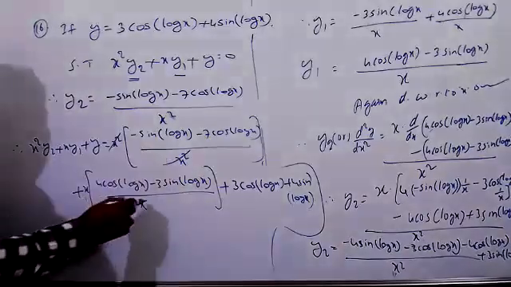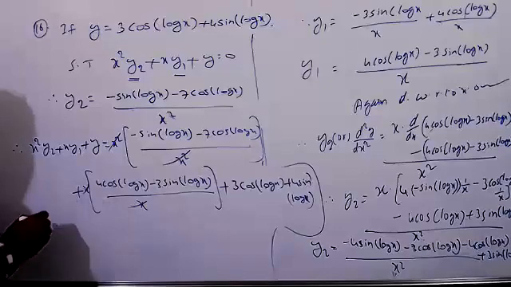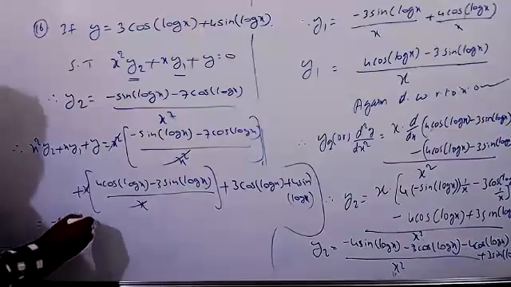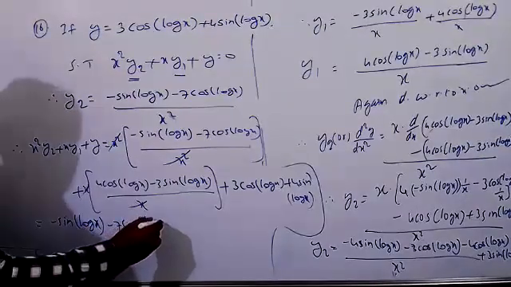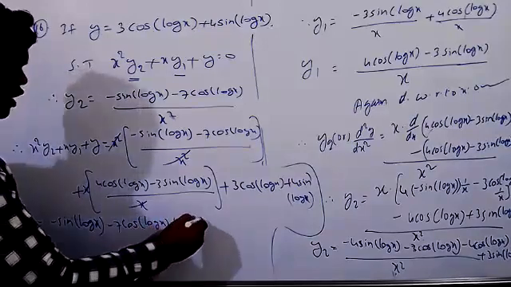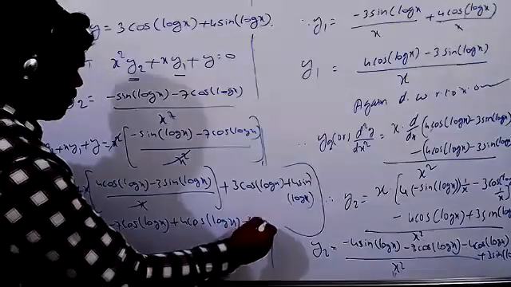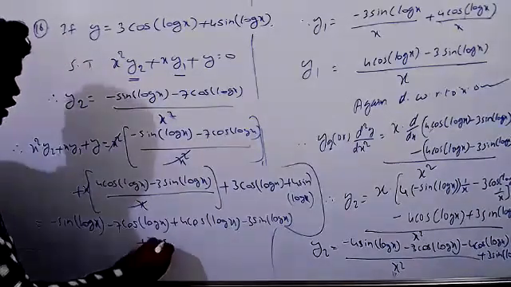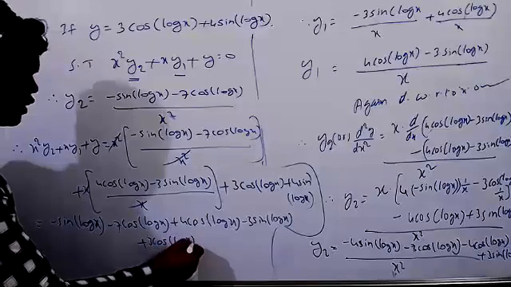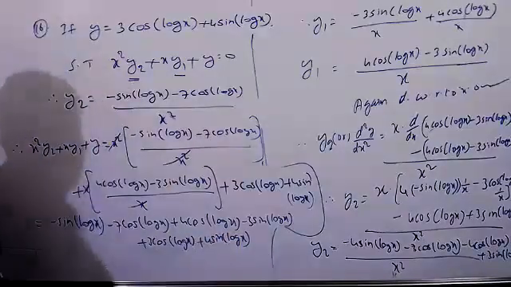You see these two will be cancelled and these two also cancel here. So just you can note all those things. All the terms you can add now: minus sin of log x, minus 7 cos of log x, plus 4 cos of log x, minus 3 sin of log x, and remaining terms you can write now plus 3 cos of log x plus 4 sin of log x.